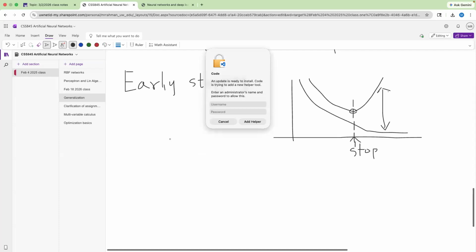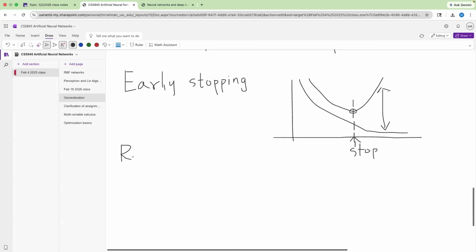The more interesting stuff happens with the techniques of what is known as regularization. So we'll talk about that a bit more. So what is regularization?